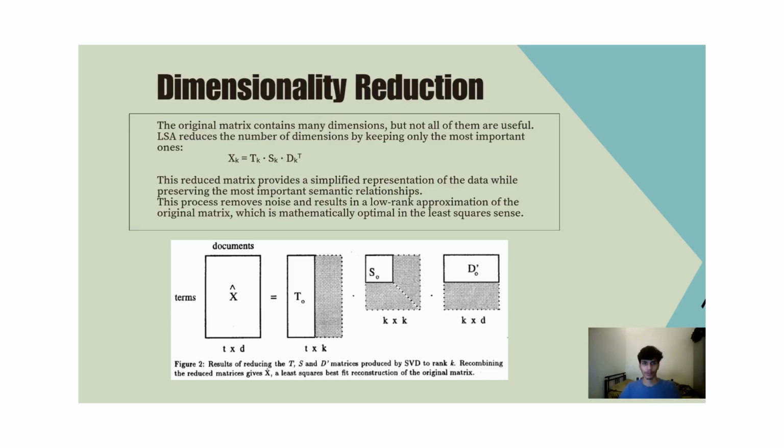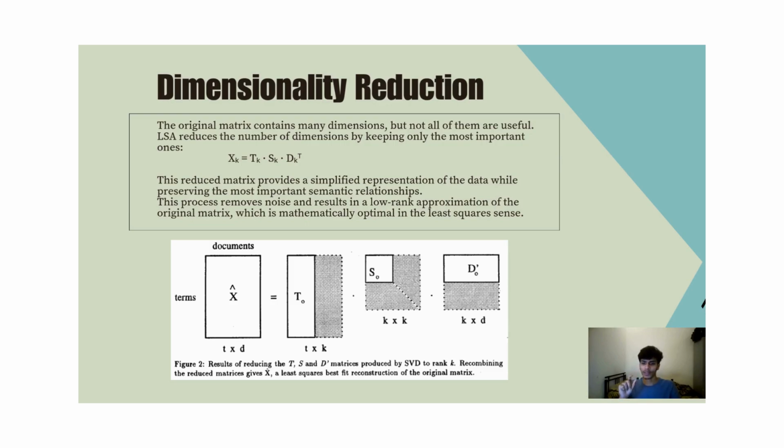Now, after performing SVD, we obtain multiple dimensions or components. However, not all of these dimensions are equally useful. Many of them correspond to noise, redundancy, or less significant patterns in the data. To address this, we perform dimensionality reduction, where we retain only the top k most important dimensions. Mathematically, we approximate the original matrix as X_k equals T_k multiplied by S_k multiplied by D transpose_k. So here we keep only the top k singular values and their corresponding vectors.